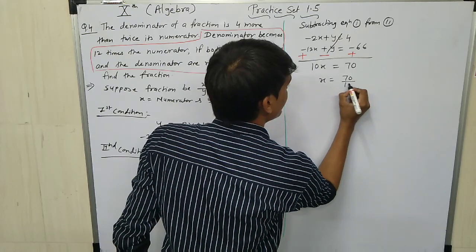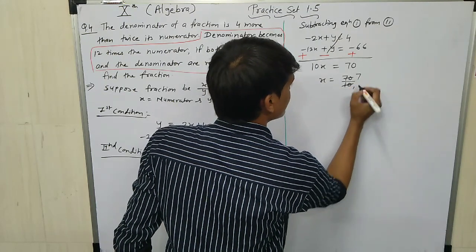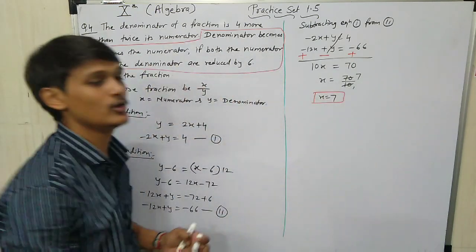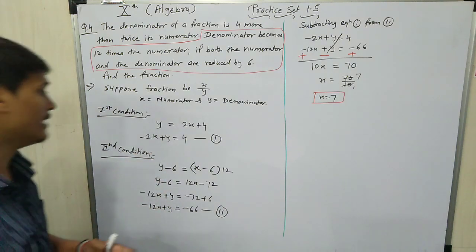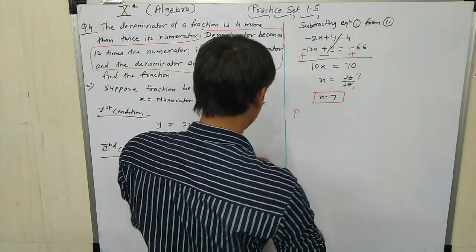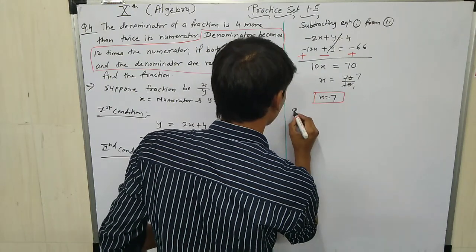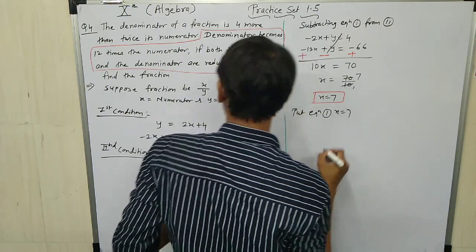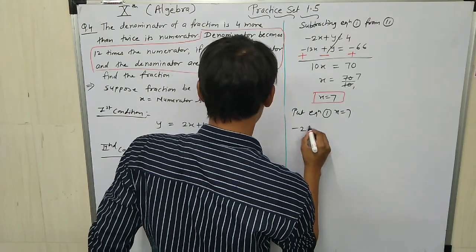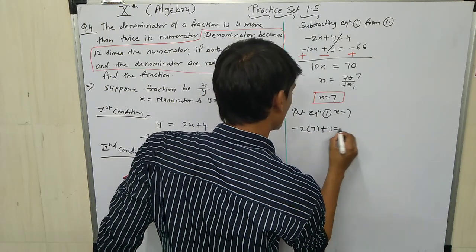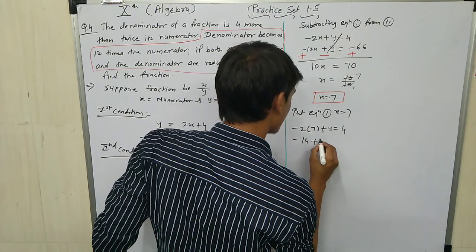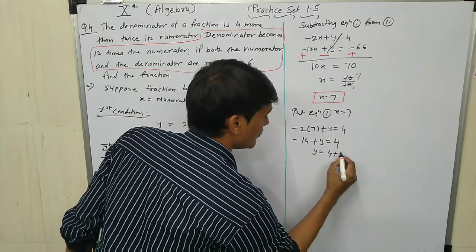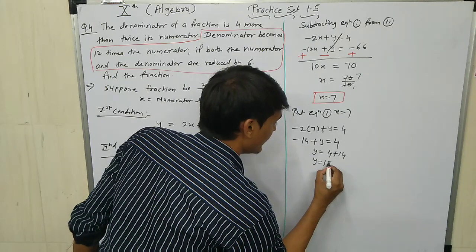x is equal to 70 upon 10. 10 ones are 10, 10 sevens are 70. x is equal to what? 7. Got it? The x value is 7. Now put it in equation number 1. x is equal to 7: minus 2 times 7 plus y is equal to 4, minus 14 plus y is equal to 4. y is equal to 4, then minus becomes plus, y is equal to 18.